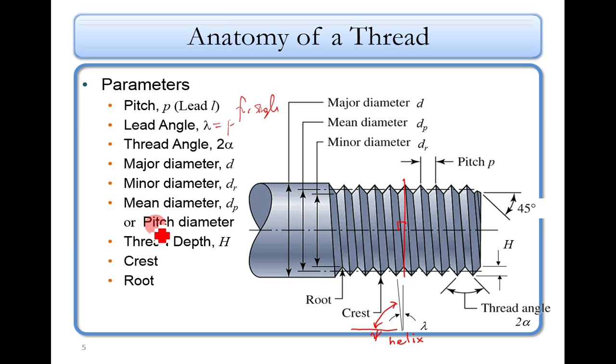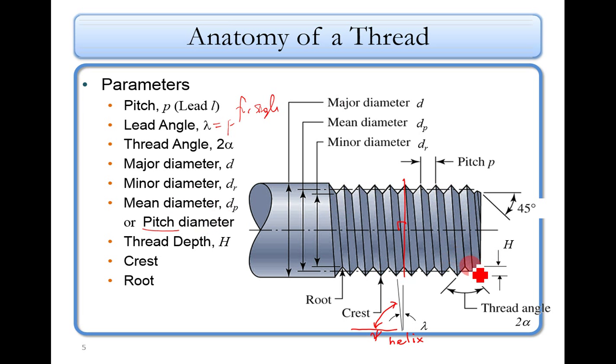Okay, the pitch diameter is like the gear. You have a pitch circle, right? But not exactly the same. It's a quantity, a dimension between the minor diameter and the major diameter, so it's somewhere in between here. And the pitch diameter can be calculated. I'll show you a few formulas based on the dimensions, based on the thread form of the screw.